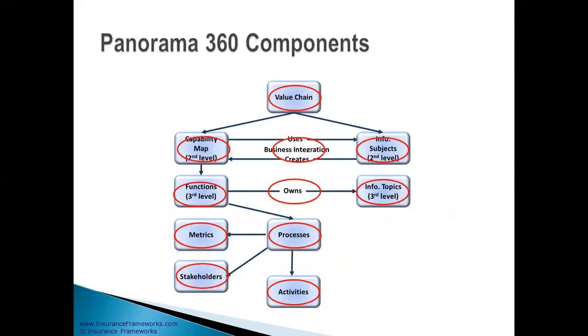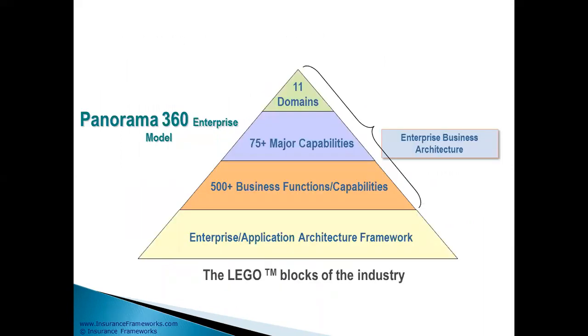Panorama 360 has a number of components, from value chain to capability maps to information structures to functions to processes, activities within the processes, metrics to the processes, and the stakeholders participating in the value chain. Panorama 360 is very comprehensive. It has 11 domains, 75 major capabilities, and 500 business capabilities functions.